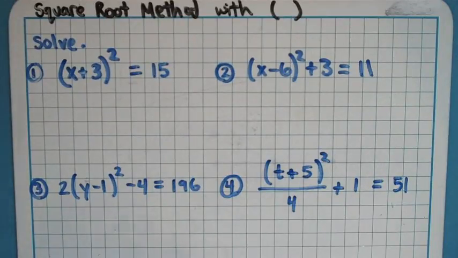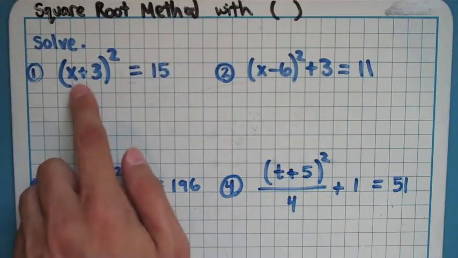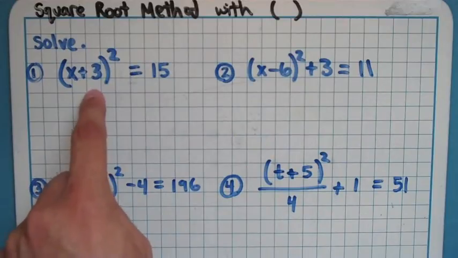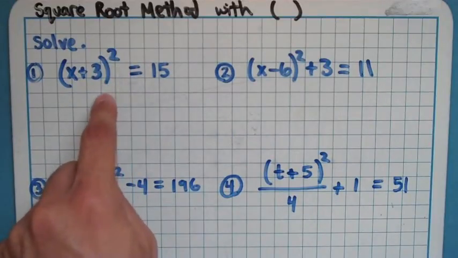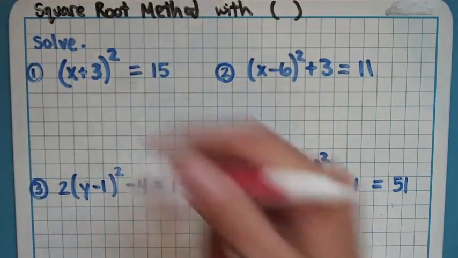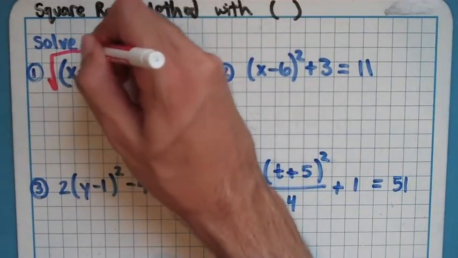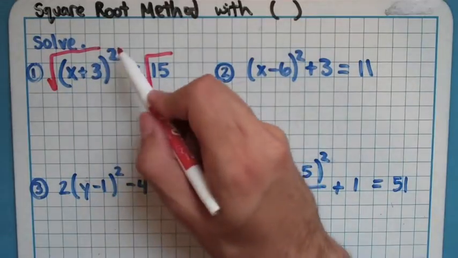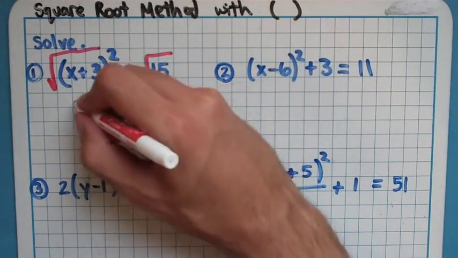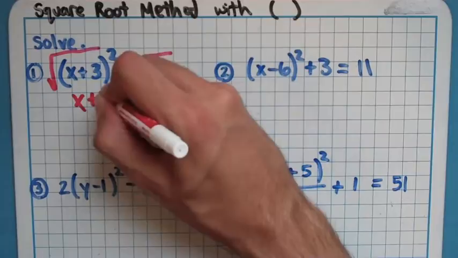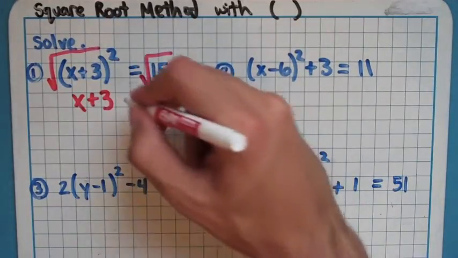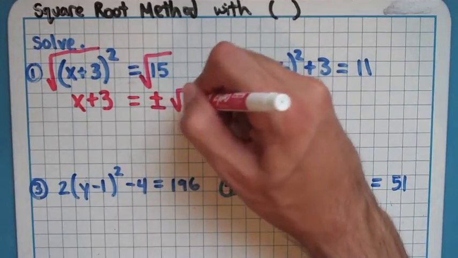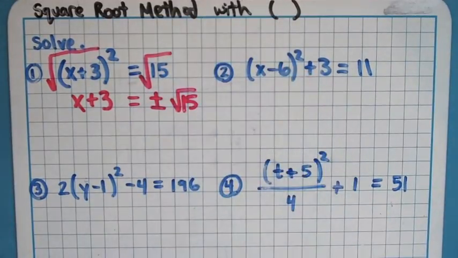The best thing to do in this situation, I want to get this x by itself. The things that are stopping it are this plus 3, which is trapped inside the parentheses, and this squared on the outside of the parentheses. Well, I can take out that squared right now by doing the square root of both sides, just like before. The square root and the squared are going to cancel, so all I have left here is x plus 3. So the squared cancels out very nicely. And on this side, I have plus or minus square root of 15.